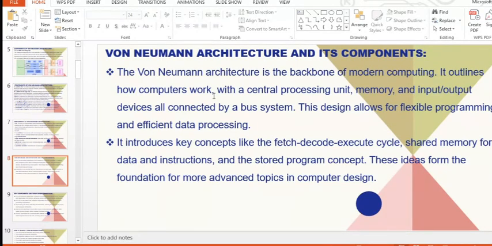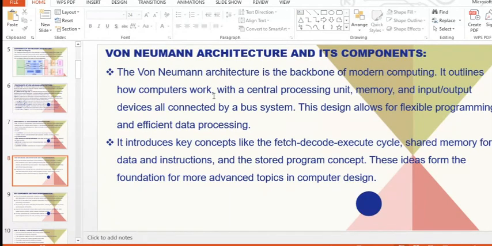It outlines how the computer works with the central processing unit, the memory, both the primary memory and the secondary memory, and also the input and output devices, all connected by the system bus. This design allows for flexible programming and also efficient data processing.